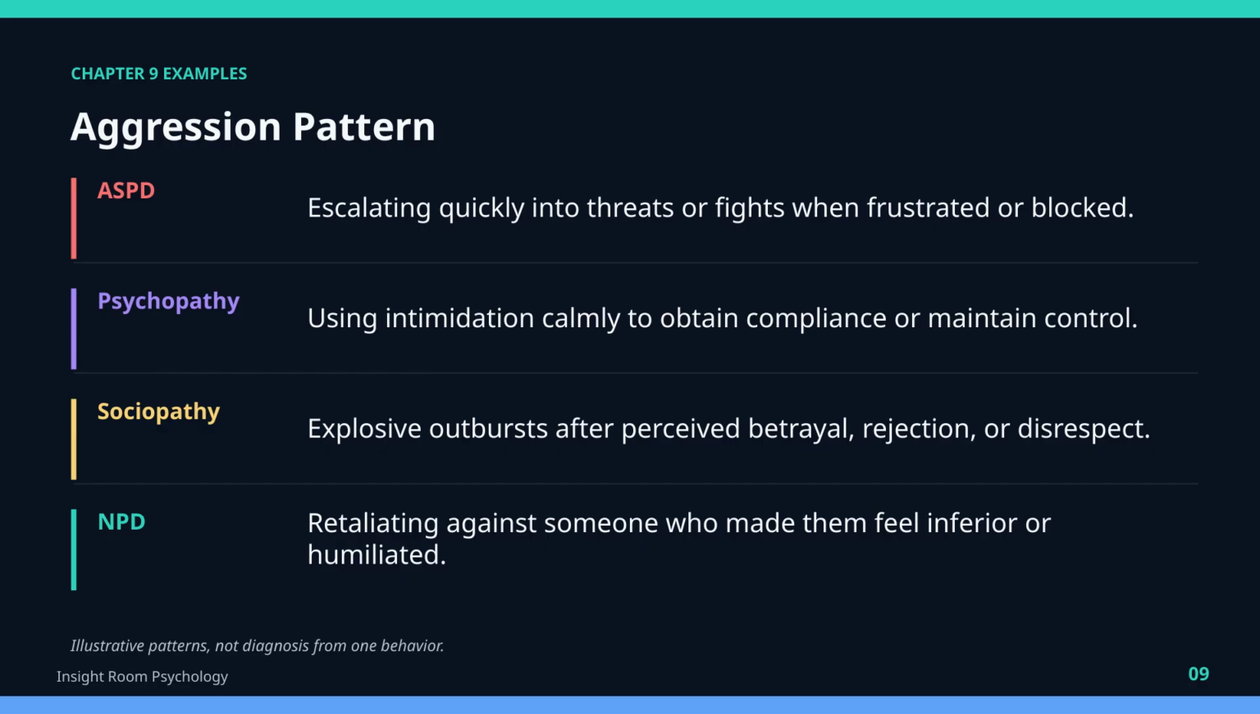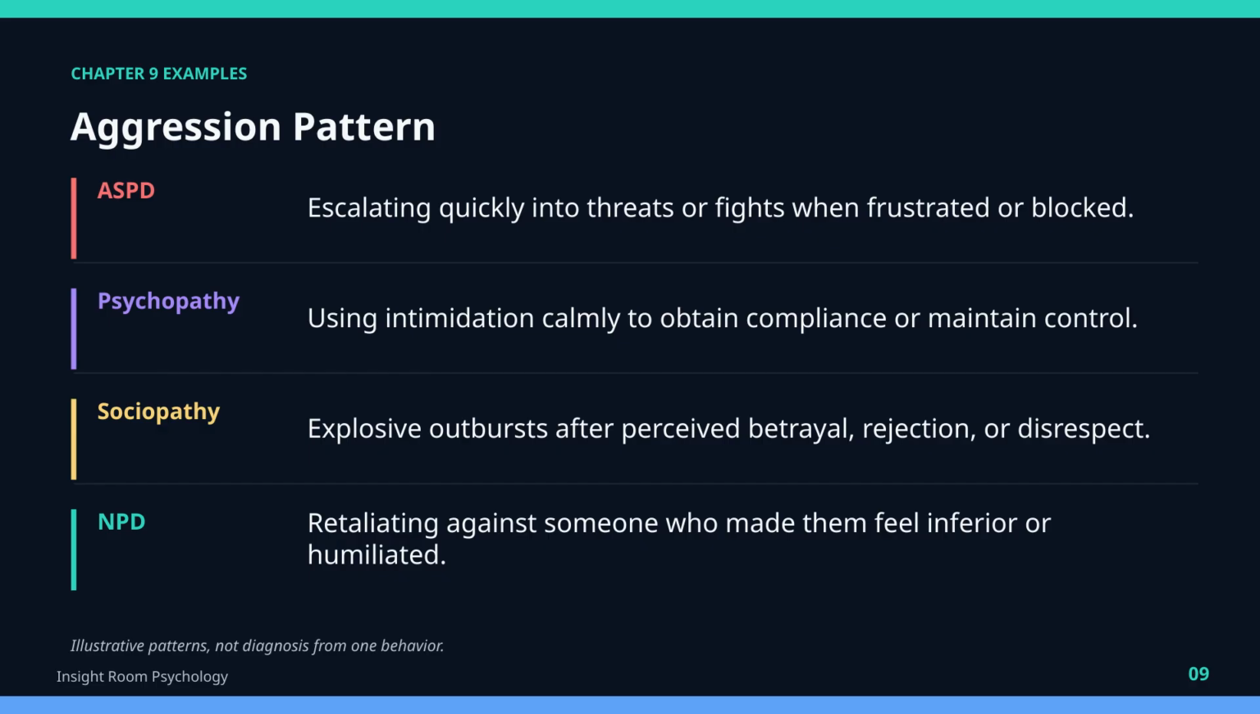With sociopathy, people often use the term when aggression seems more emotionally explosive, unstable, or reactive. For example, someone may have an angry outburst after perceived betrayal, rejection, or disrespect. But again, this does not tell us what the actual clinical diagnosis would be. With NPD, aggression often emerges after narcissistic injury. That means the person feels humiliated, criticized, exposed, rejected, envied, or disrespected.